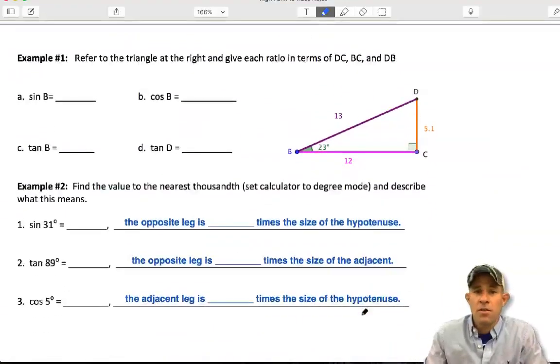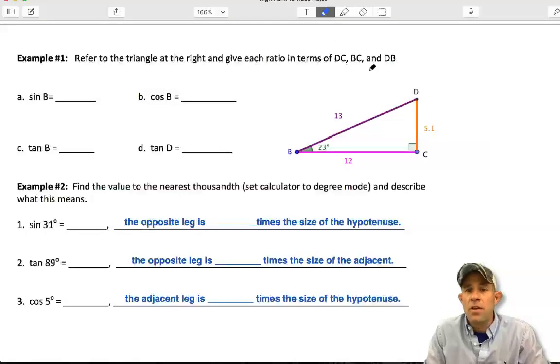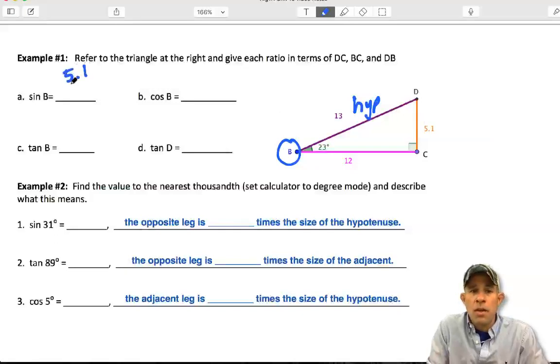It says refer to the triangle at the right and give each ratio in terms of DC, BC, and DB. So if we take a look, here's our right triangle. BC is 12. BD, my hypotenuse, is 13. And DC here is 5.1. So if I want the sine of angle B, I'm going to start here at B, and I'm going to take the measurement of the opposite leg, which is 5.1, and divide it by my hypotenuse, which is 13.